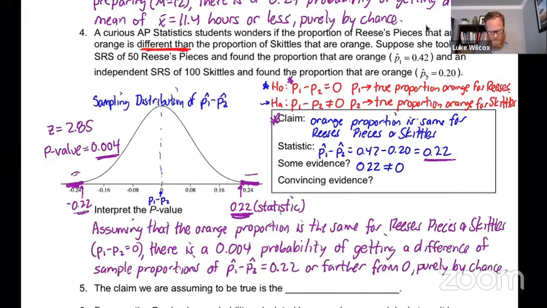Now, because this p-value is very, very small, very, very unlikely to happen purely by chance, we have convincing evidence against the null hypothesis and in favor of the alternative. So do we have convincing evidence? Yes. And that's because the p-value is very small at 0.004, which is clearly less than our alpha value. So we do, in fact, have convincing evidence that the proportion of orange Reese's Pieces is different than the proportion of orange Skittles.